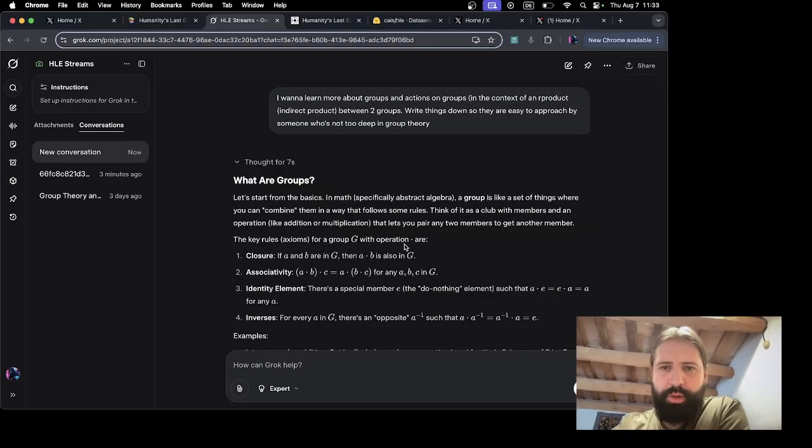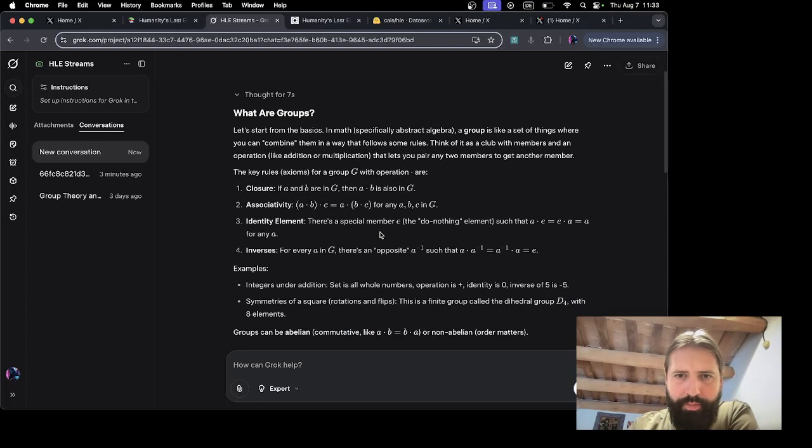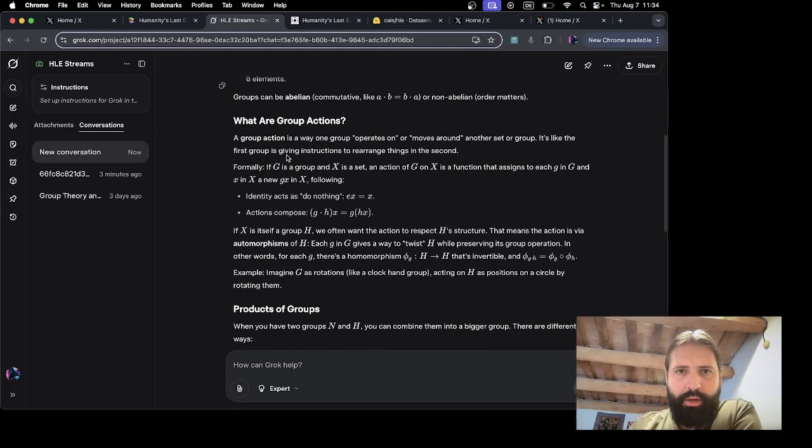Okay, so let's start from the basics. What a group is. So an algebra group is like a set of things where you can combine them in order to follow some rules. Think of it as a club with members and an operation, like addition or multiplication, that lets you pair any two members to get another member. And the key rules, axioms for group operations: closure, associativity, inverses, all fine. We can skip that. What are group actions? A group action is a way one group operates on or moves around another set or group. It's like the first group is giving instructions to rearrange things on the second. Interesting.